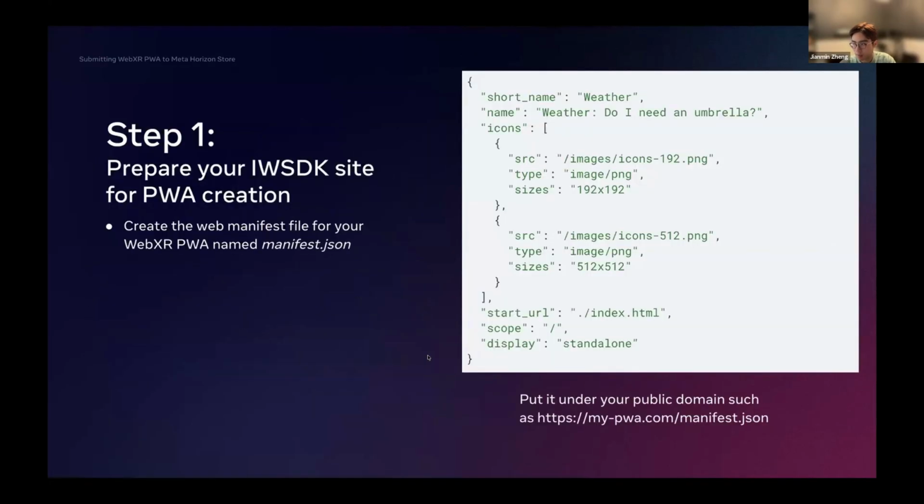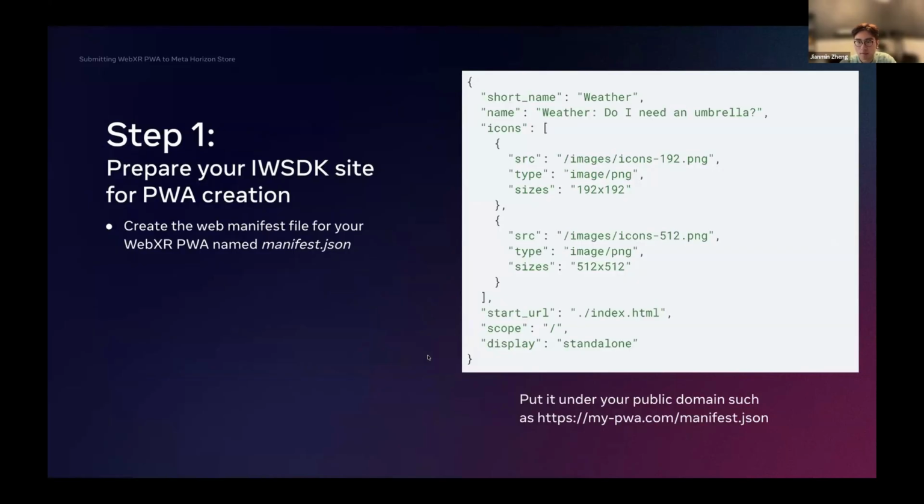So to create your WebXR PWA, you have a couple of steps. First, you will need to prepare your WebXR site for PWA creation, and I'm using the IWSDK site as an example here. The first step you will need is to create your web manifest file. You name it manifest.json.